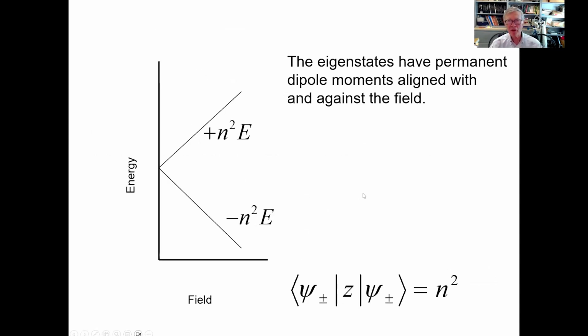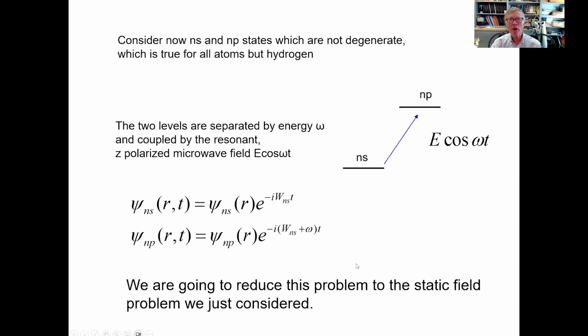And so the two eigenstates have permanent dipole moments that are aligned either with the field in this case, or against the field in the other case. And you can, in fact, compute the expectation value of z, and it should say plus or minus n squared here.